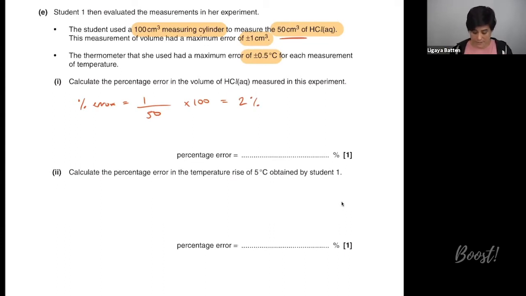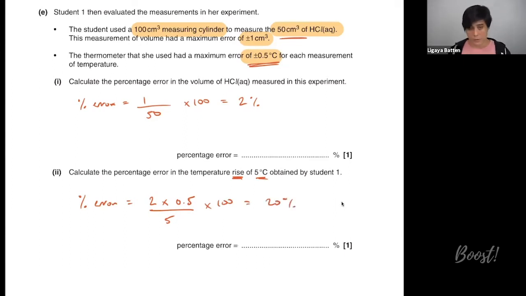In the next part of the question, we want to calculate the percentage error in the temperature rise of 5 degrees obtained by the student. So we just have to be careful here and think about what we talked about with measuring a temperature change. So the percentage error here will be 2 times 0.5, which was the error of our thermometer from the question, divided by 5, which was our overall temperature change. So 2 times 0.5 divided by 5, times by 100, and that gives us 20%.